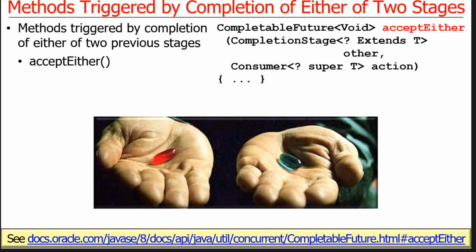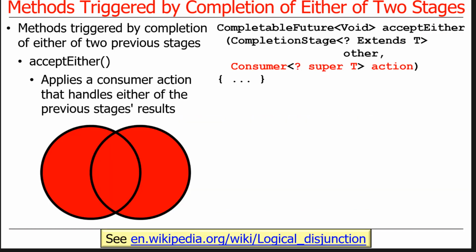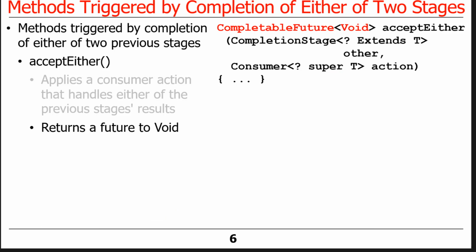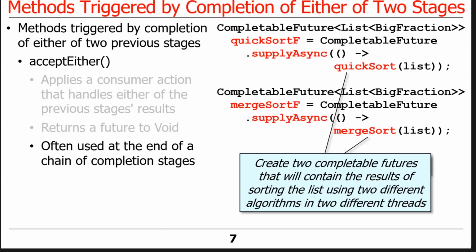And as you can see, acceptEither is going to perform some action when either of two previous stages completes. And so you could think of this as basically a logical OR. So if either one finishes, the computation gets run. This particular example returns a future to void, which means that there is no return value that comes back. It's basically a one-way operation. And here's an example of how we might do this.